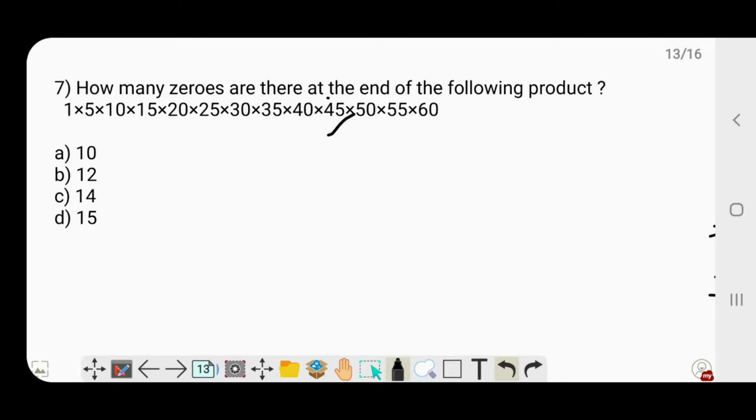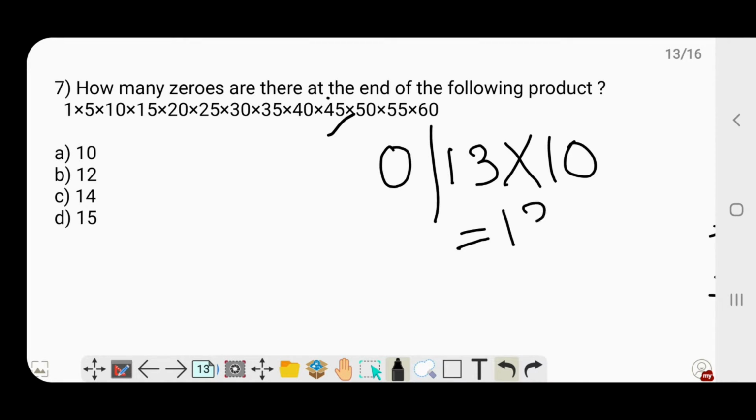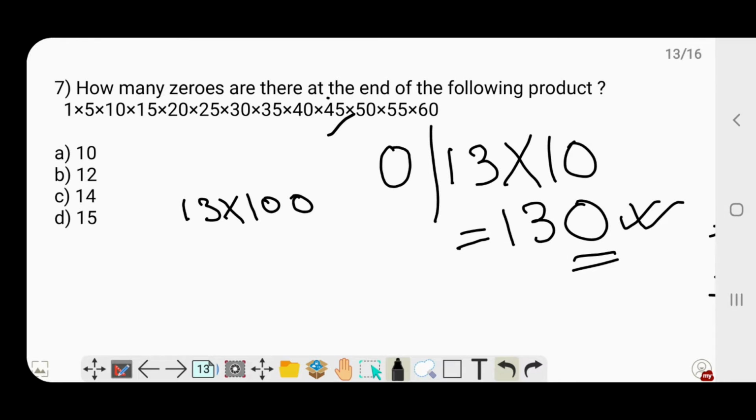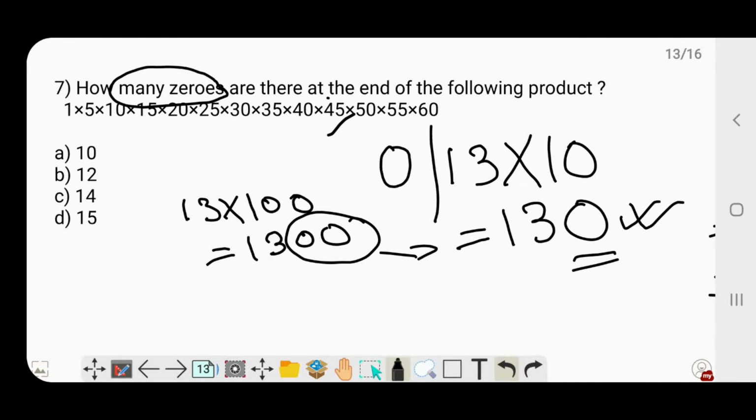See here, when you multiply any number with 10, you get a 0 added to that number. Like for example, you have 13 and you multiply it with 10, you get 130, this 0, right? So instead of 10, if I multiply 13 by say 100, then I get 1300. I get two zeros here. So they are asking how many zeros are there.